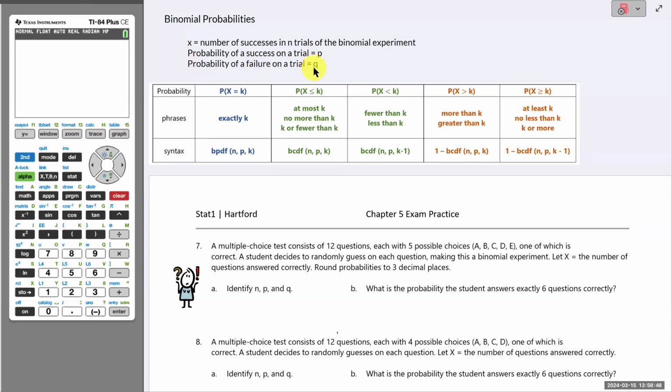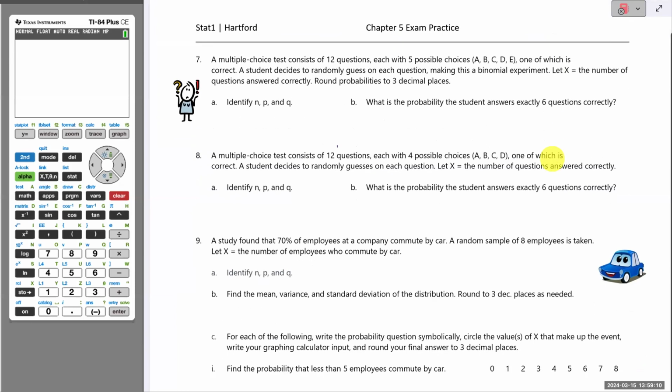And then I've given a table here to help you remember the syntax for finding various probabilities based on whether the question is X, the number of successes, is exactly a number, or these other four cases of inequalities. So you're welcome to refer to that, but I will just jump in here now at number 7.